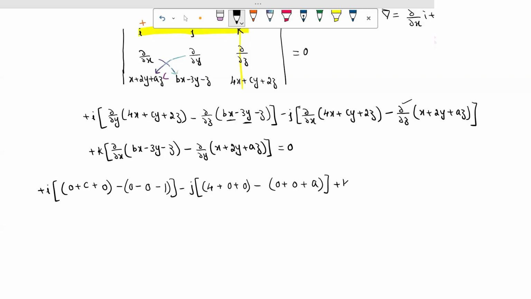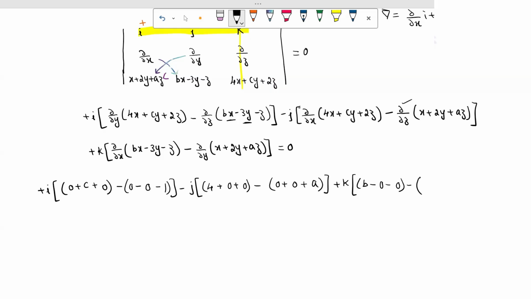Then plus k times of. Now here you have to differentiate partially with respect to x. So it is b times the derivative of x with respect to x, which will be 1. But the derivative of 3y, y is a constant, derivative is 0. Then z is a constant, derivative will be 0, minus.